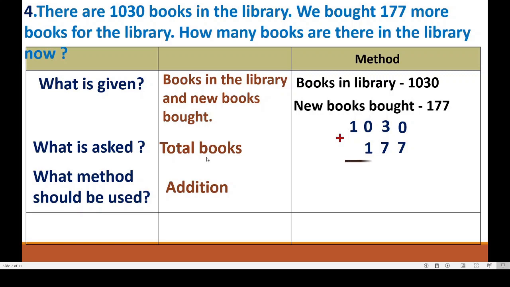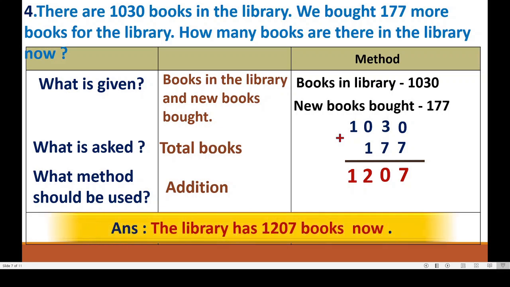Okay, now we will add this. Now 0 plus 7 is 7. 3 plus 7 is 10, isn't it? 0 we will write here, 1 is carried over. So 1 plus 1, that is 2. And in the thousands place, only 1 is there. Right? We got the answer. We got the total number of books in the library.